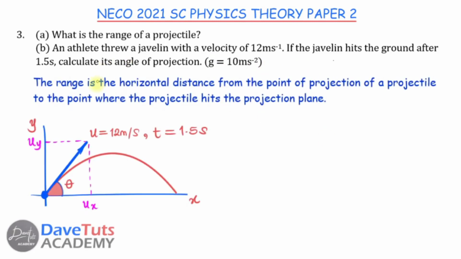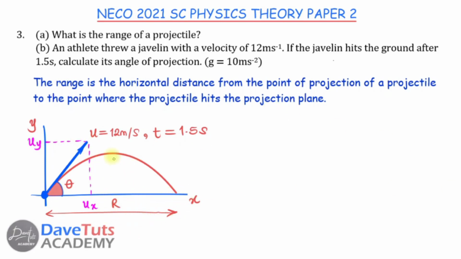In the first case, the range is the horizontal distance from the point of projection of a projectile to the point where the projectile hits the projection plane. So for this particular diagram, that range will be defined here. So this is actually that range that we are being asked to define.